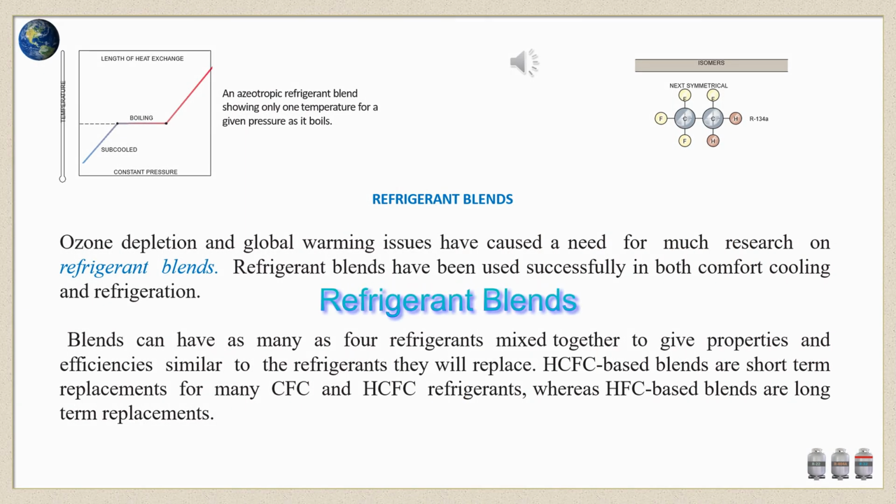Refrigerant blends. Ozone depletion and global warming issues have caused a need for much research on refrigerant blends. Refrigerant blends have been used successfully in both comfort cooling and refrigeration. Blends can have as many as 4 refrigerants mixed together to give properties and efficiencies similar to the refrigerants they will replace. HCFC-based blends are short-term replacements for many CFC and HCFC refrigerants, whereas HFC-based blends are long-term replacements.